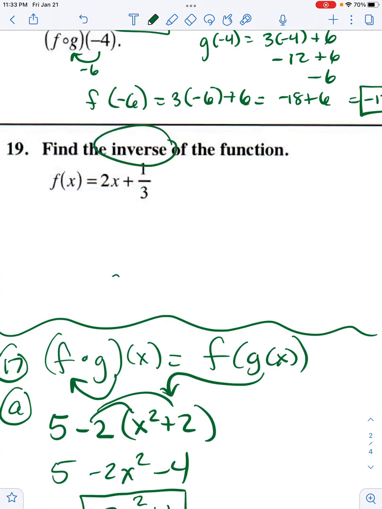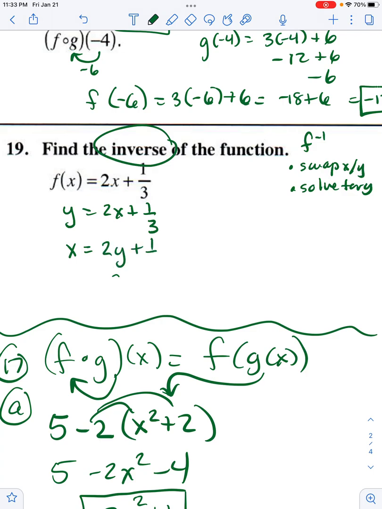Yay, grand finale, number 19. Okay, inverse. f inverse looks like that. And you get it by swapping the x and the y, and then solve for y. So currently this is y equals 2x plus 1/3. I'm going to swap it out and make it x equals 2y plus 1/3. And I'm going to do algebra to get the y alone. I'm going to start by subtracting the 1/3 over.